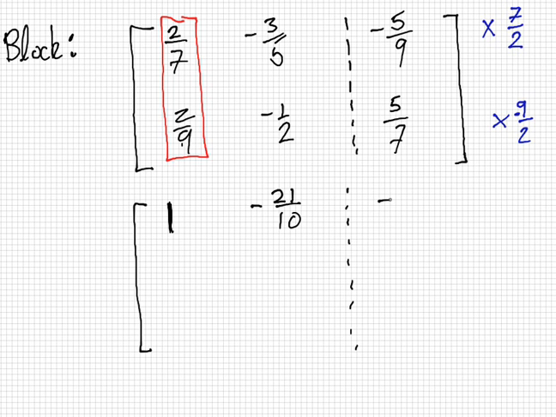This one here becomes minus 35 over 18. Is that right? Yep. This one here becomes minus 1. This one here becomes 9 over 4. And this one here becomes minus 45 over 14.